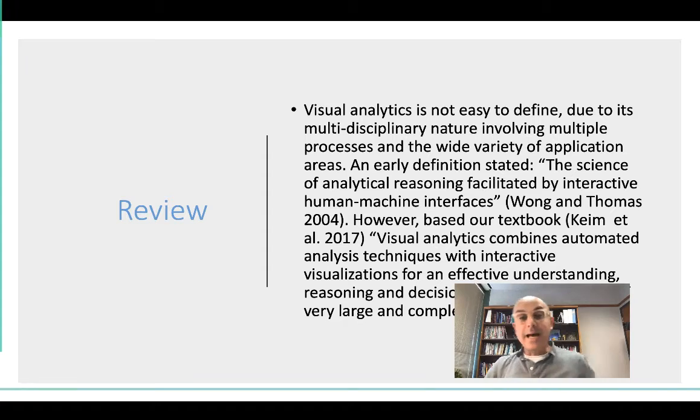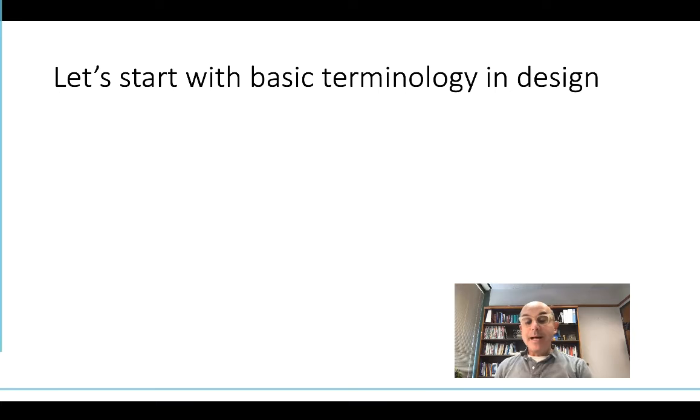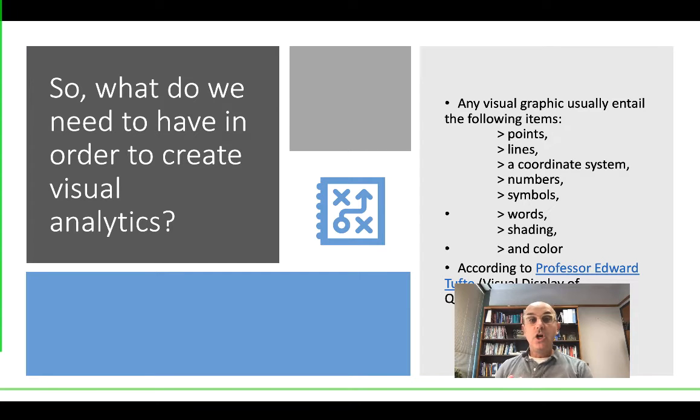So we talked last time about what is visual analytics, and I displayed to you different definitions and how they see it and how they interpret visual analytics. But those definitions do not give us any terminology with regard to the design of the visualization. So in order for us to understand visual analytics, we need to understand the context of the visual. It consists of points, lines, coordinate system, which is the canvas, the numbers, the symbols, the words, the shading, and the color.